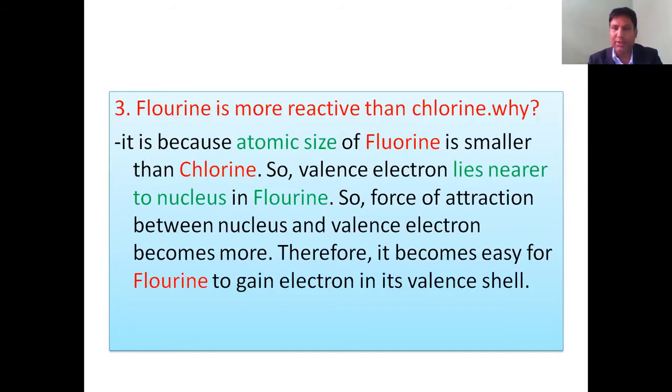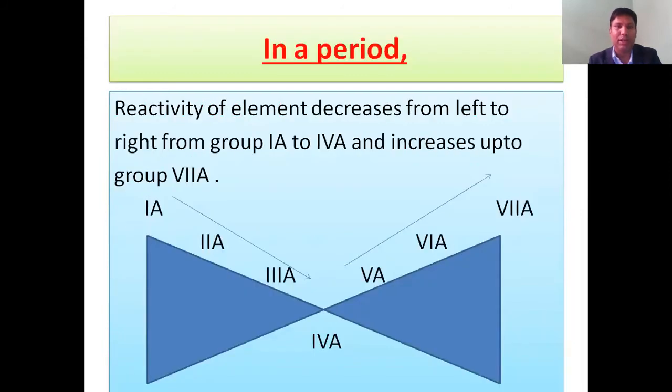It is because the atomic size of fluorine is small. And when the atomic size is smaller, the distance between the nucleus and valence electron is also small. But the force of attraction between the nucleus and valence electron increases. Therefore, it will be easier for fluorine to gain electrons in the valence shell. Therefore, it is more reactive than chlorine.